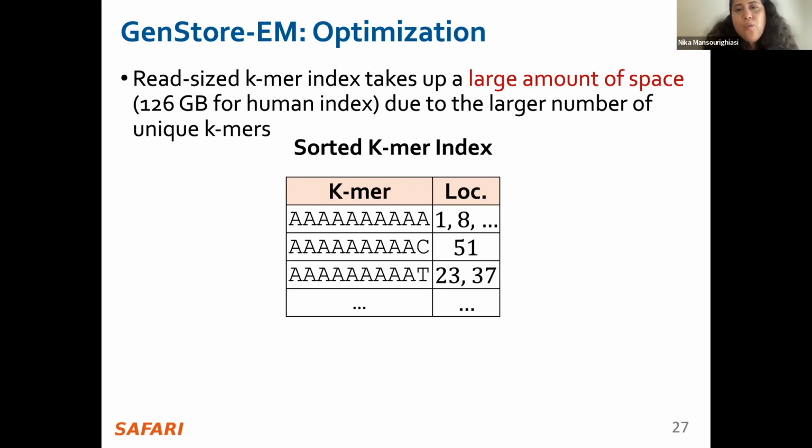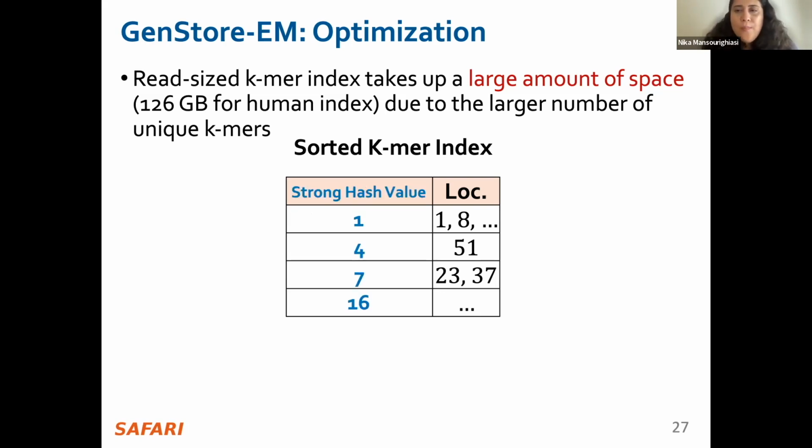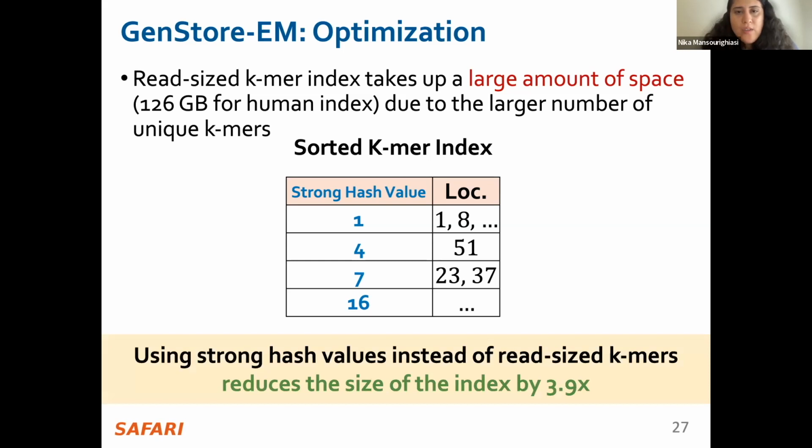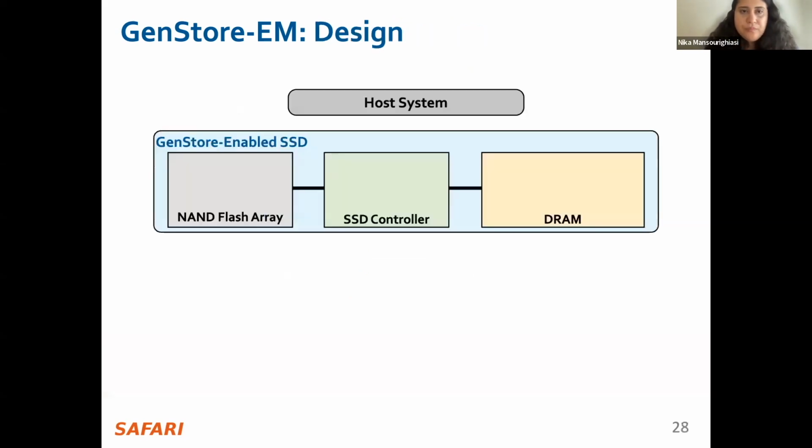So we further reduce the overhead of GenStore-EM by replacing read-sized k-mers with a strong hash of each read that can act as the sorting criterion and the fingerprint of each entry. So using strong hash values instead of read-sized k-mers, we can reduce the size of the index by 3.9 times. While this index is still larger than a baseline k-mer index used in conventional read mappers, our proposal is feasible for in-storage processing due to the large capacity and high internal bandwidth of modern NAND flash-based SSDs. So basically, that is a solution tailored for this architecture.